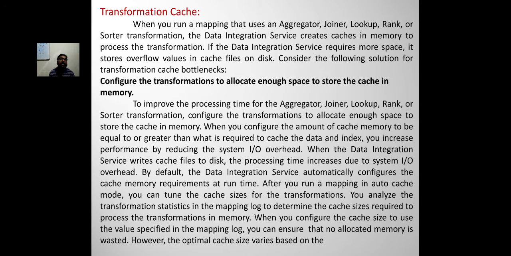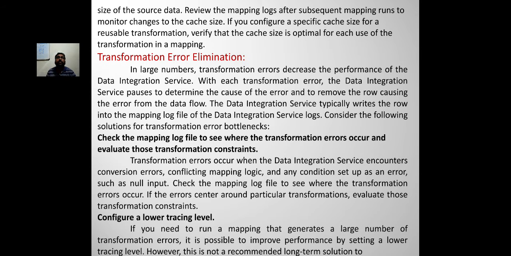When you configure the cache size to use the value specified in the mapping log, you can ensure that no allocated memory is wasted. However, the optimal cache size varies based on the size of the source data. Review the mapping log after subsequent mapping runs to monitor changes to the cache size. If you configure a specific cache size for a reusable transformation, verify that the cache size is optimal for each use of the transformation in a mapping.